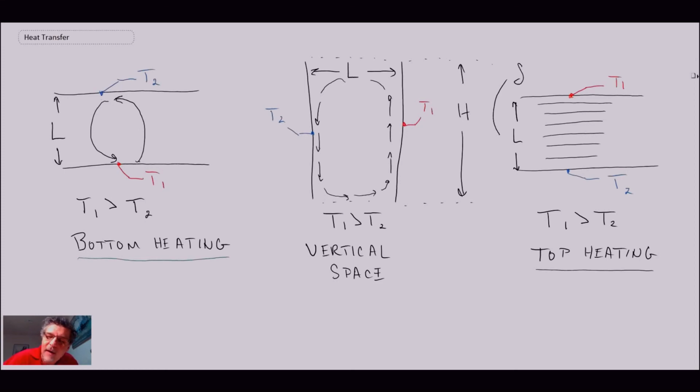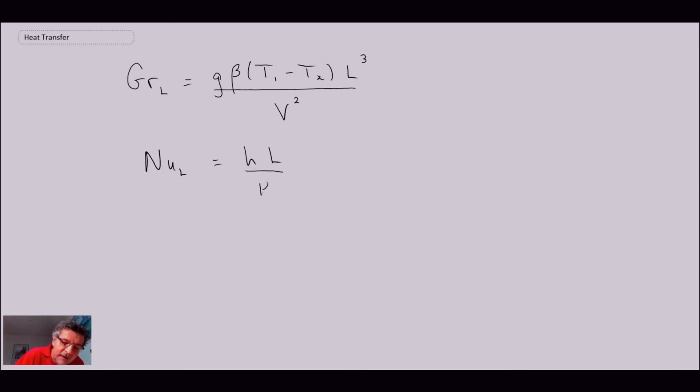L is the separation between the two plates, and we express that as a Grashof number. The temperature difference is going to be the hot surface minus the cooler surface. The length scale is L, and then we divide that by our kinematic viscosity, which is squared. The Nusselt number is going to be evaluated again using L as the characteristic length scale. Then through Fourier's law, q double prime would be watts per square meter, and it would just be h times T1 minus T2.